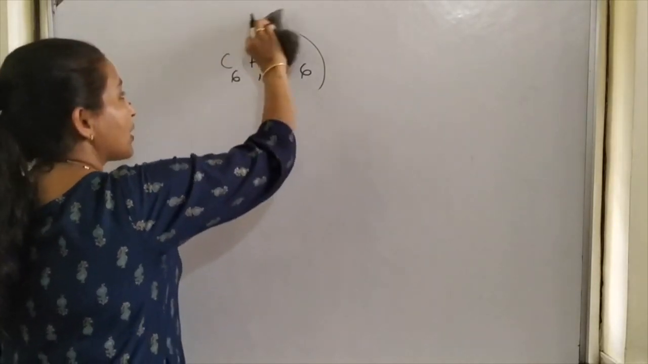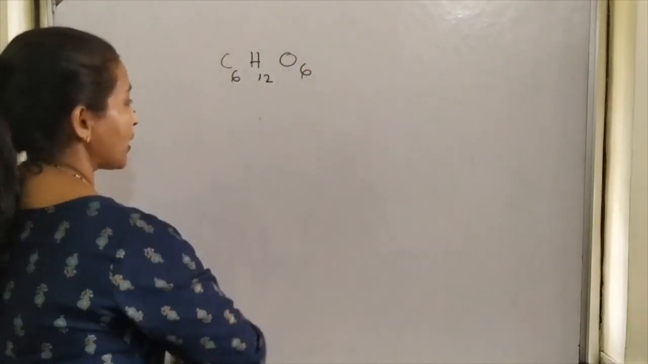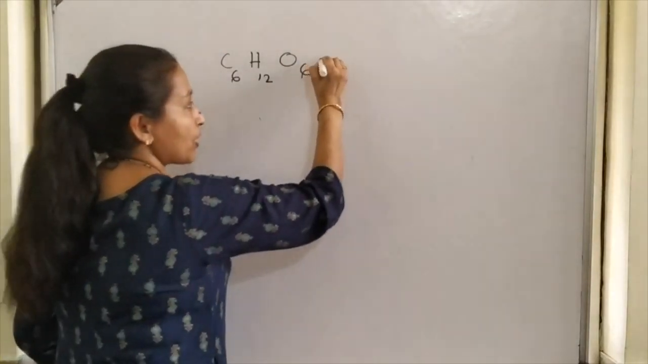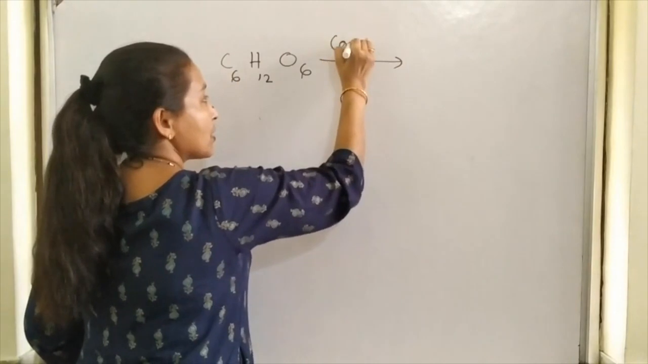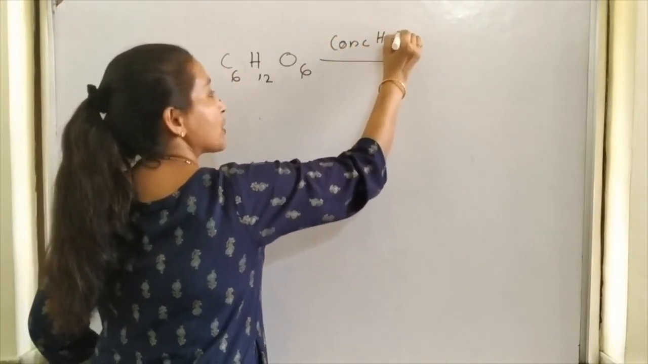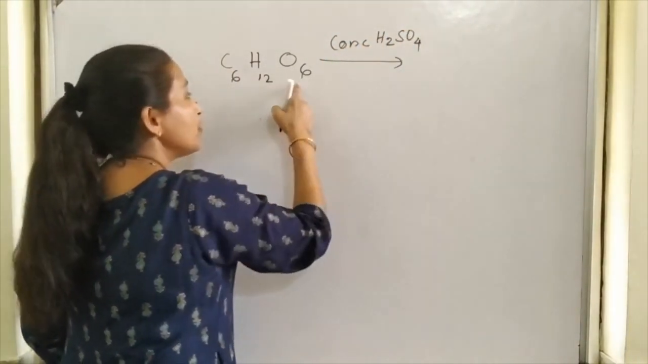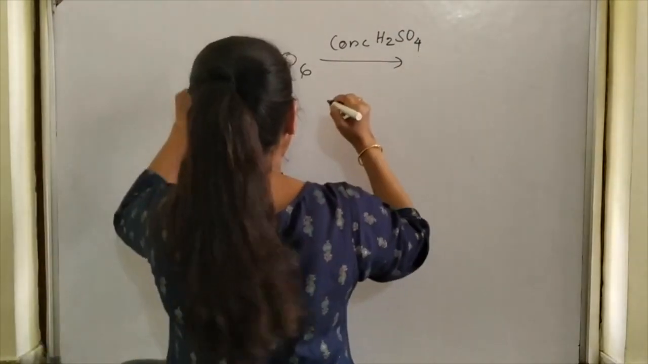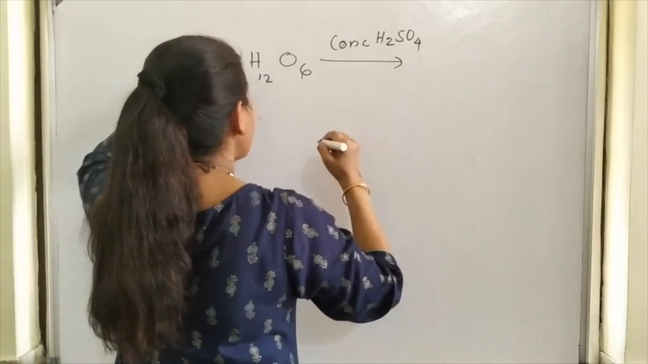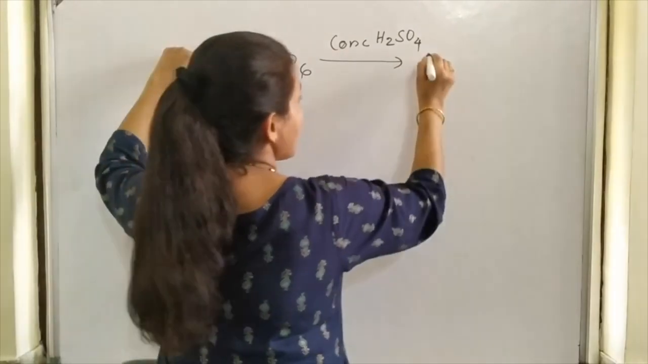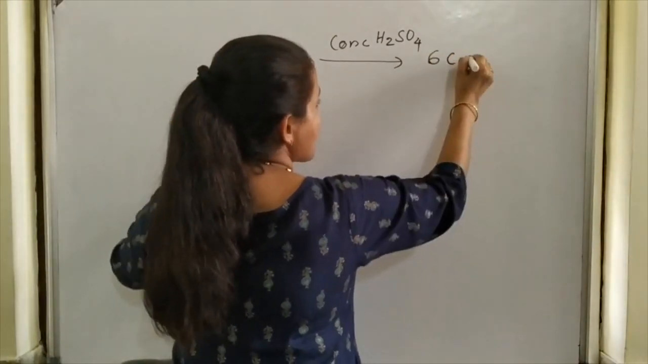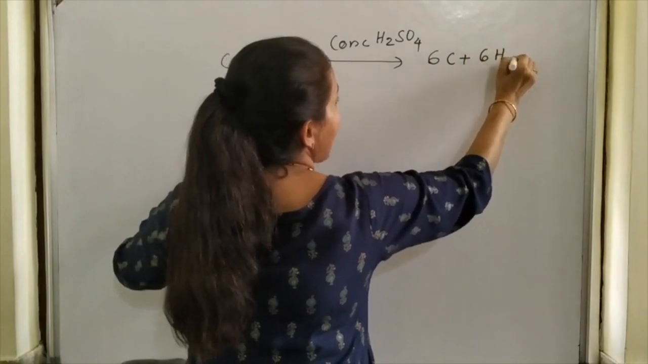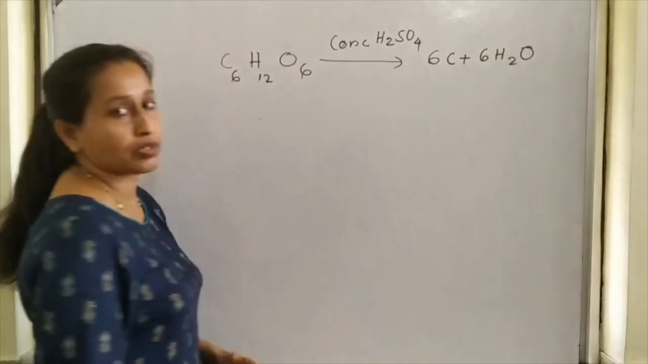So I am going to write the equation for the dehydration of glucose by concentrated sulfuric acid. Concentrated sulfuric acid will remove this part. This is the water molecule. So after adding concentrated sulfuric acid to this, we will get carbon, plus water will be removed in the form of steam.